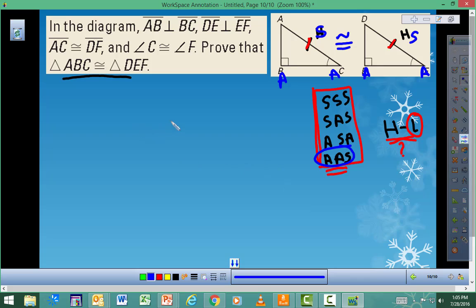Now that I have the idea from working from my diagram, I just need to state this in our flowchart proof. You can do left to right or top to bottom. It really doesn't matter how you do it. I'm going to start off by listing all this given stuff.